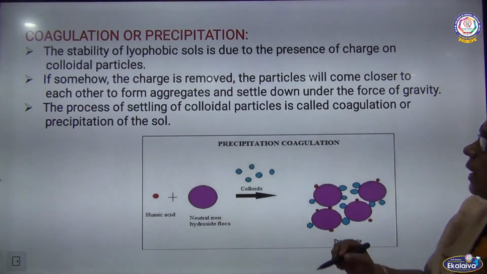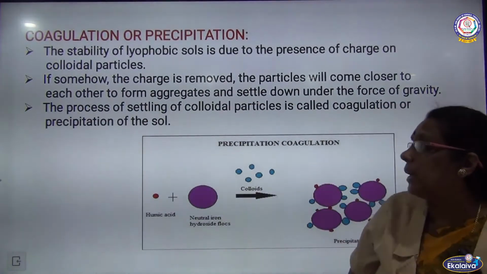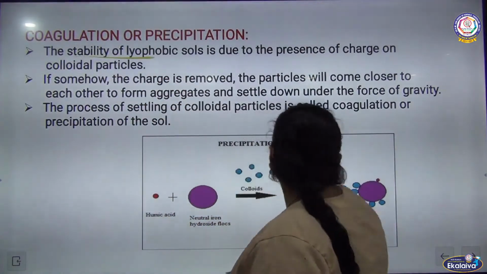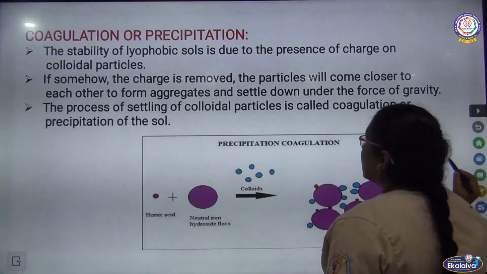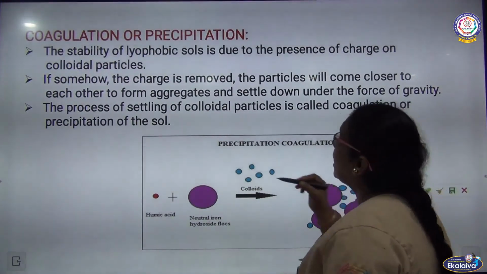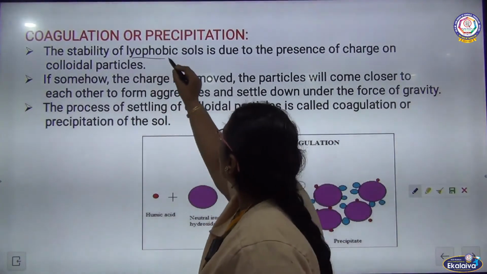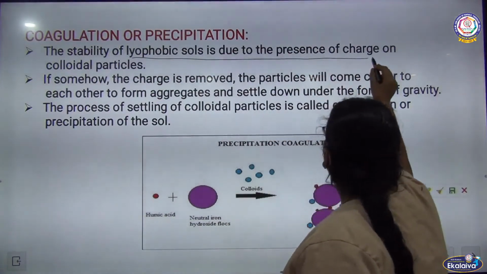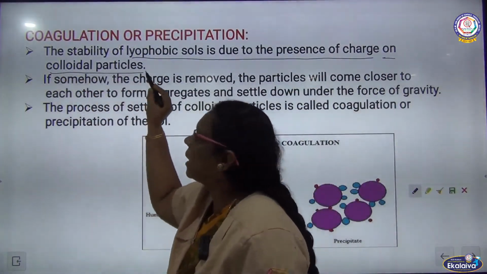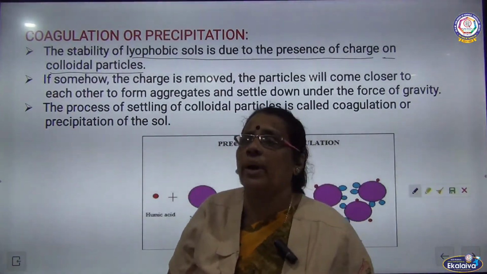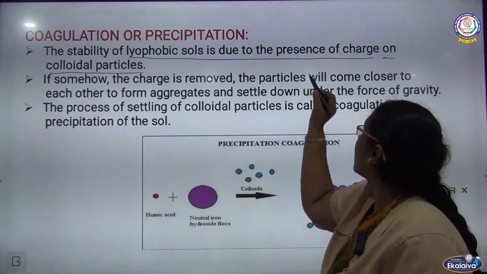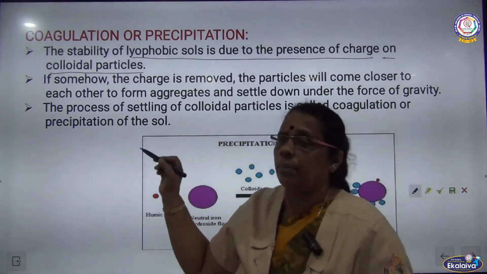So the next one, coagulation or precipitation. The stability of lyophobic colloid, as I already told you, and we are discussing lyophobic colloid very much, is due to the presence of charge on the colloidal particles. How do lyophobic colloids acquire stability? Because of the presence of the charge on the colloidal particles.